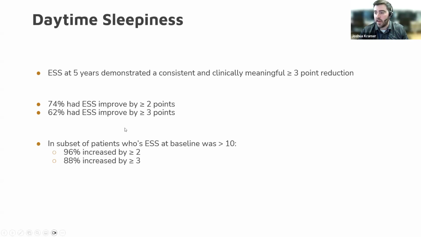I did appreciate that the paper highlighted those patients who had an initial Epworth greater than 10. You can see that they were more likely, compared to the other folks, to have a more significant drop. Out of that three-point change, 88% of them had at least a 3-point drop if their baseline Epworth was above 10, which I thought was interesting. So the more sleepy you are, maybe the more likely you are to have a bigger drop in your Epworth score with this form of treatment.